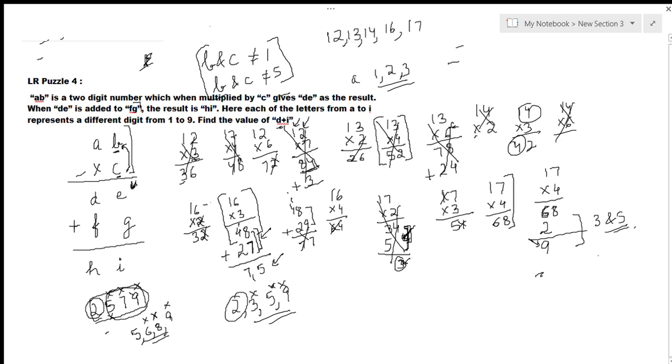So if I add 3 and 5 over here, can I add 3 over here? 8 plus 3 will give last digit as 1. Not possible. Can I add 5 over here? 68 plus 25 is 93. So this is the correct answer. I'll just write it down.